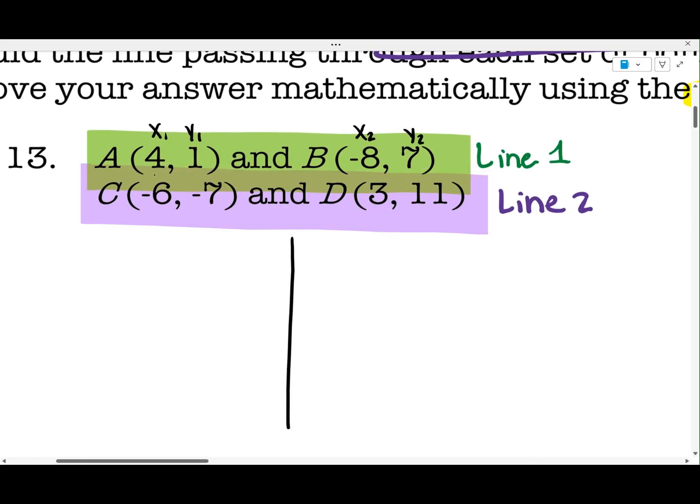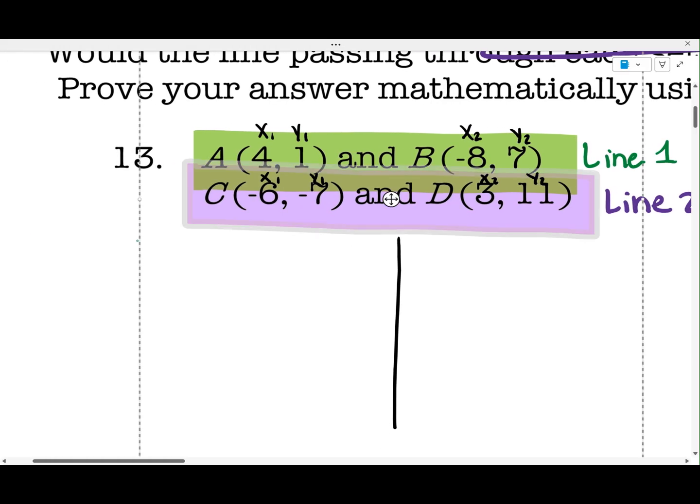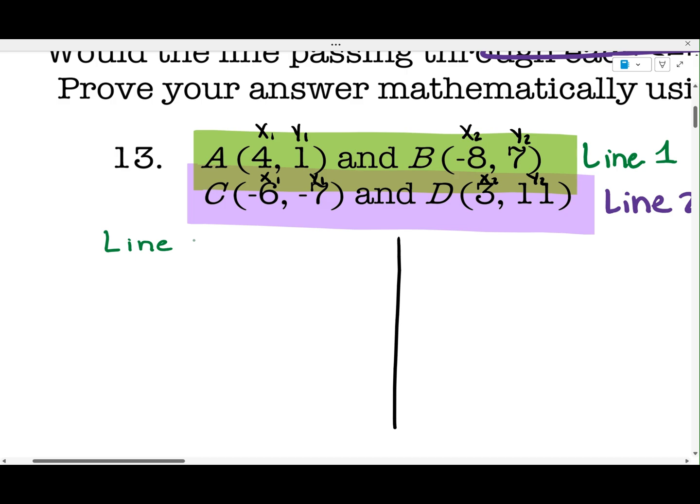So for line number 1, and for both lines, I'm going to go ahead and label my coordinates that I have here. And I just go in order. My first point will be my x sub 1 and y sub 1, and my second point will be my x sub 2 and my y sub 2.